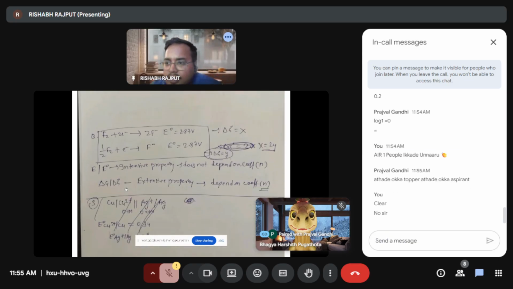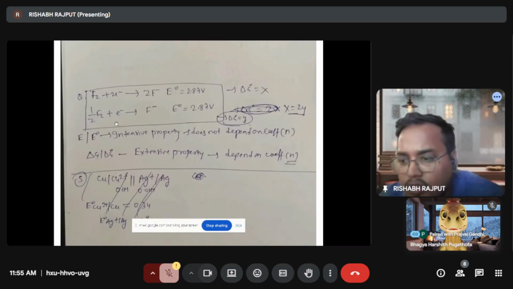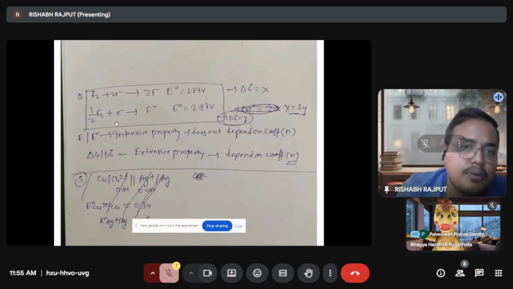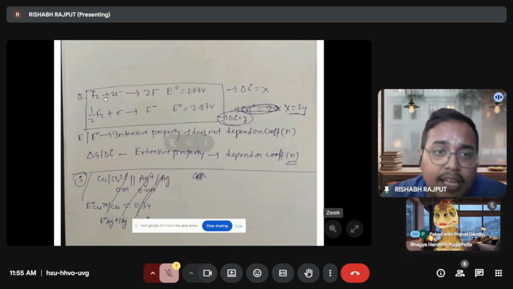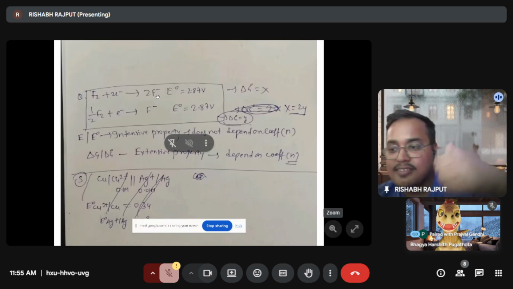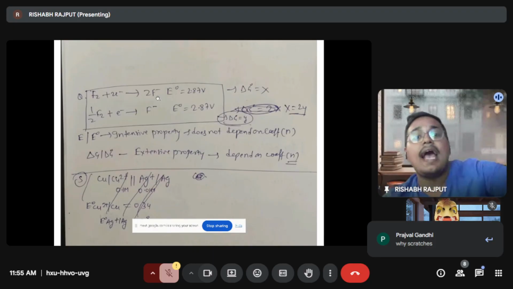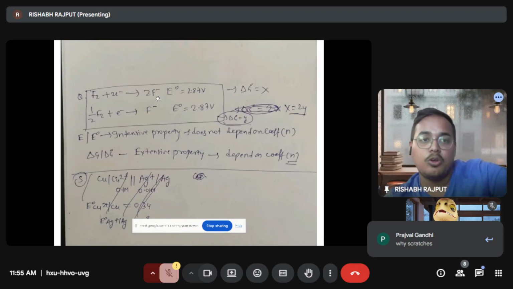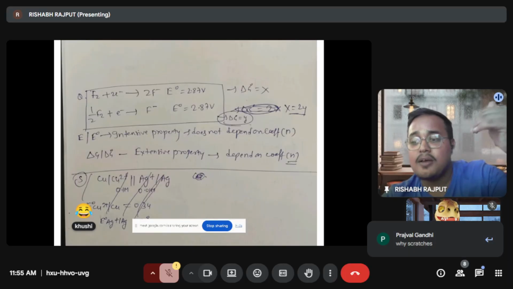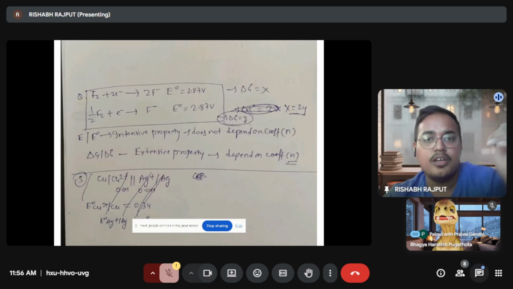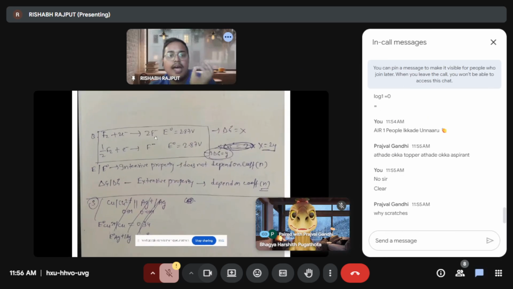Okay, please see this concept also. Fluorine will gain two electrons to give two F negative. That is the reduction. For fluorine, the SRP value is the maximum value. The SRP value for fluorine is 2.87. That is the maximum value for fluorine.